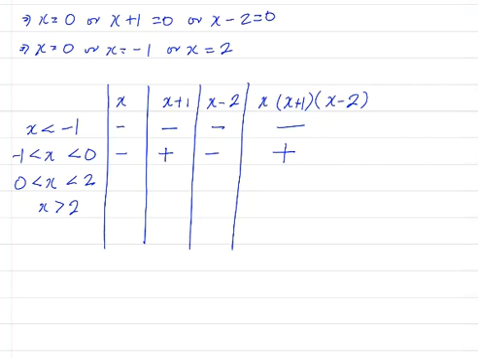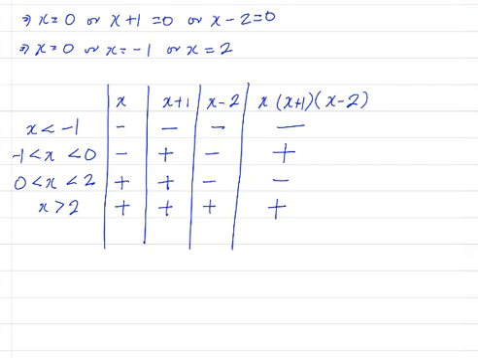Here, if x is between 0 and 2, for example x is 1, x is positive, x plus 1 is positive, and x minus 2 is negative. A positive times a positive is a positive, and multiplying that positive by a negative gives a negative. If x is greater than 2, for example x is 3, all three factors are positive, so the answer comes out positive.